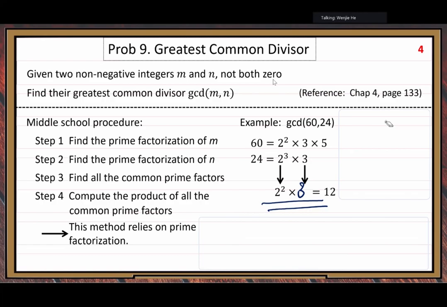Anyway. All right. So we know the standard procedure for the midterm, the middle school method. Calculating GCD relies on prime factorization.